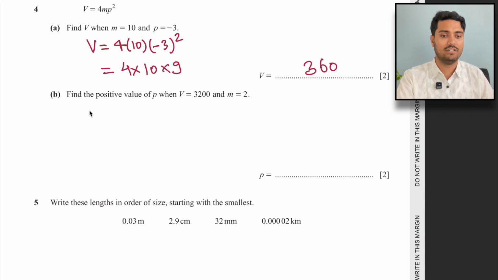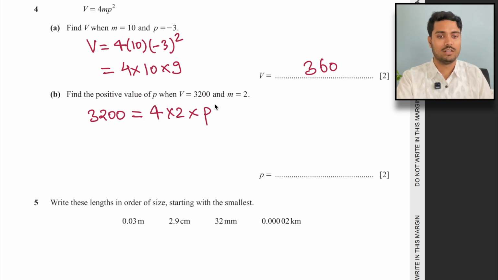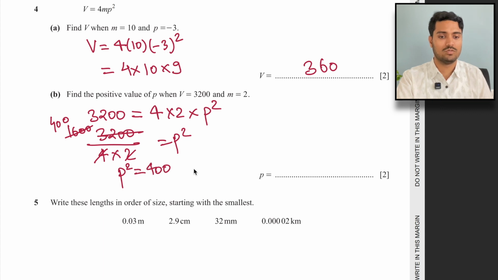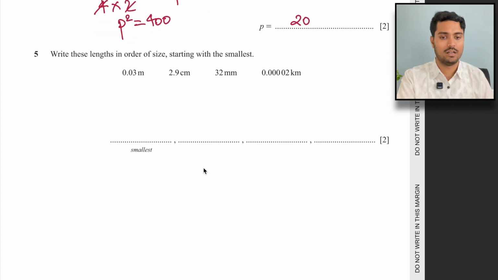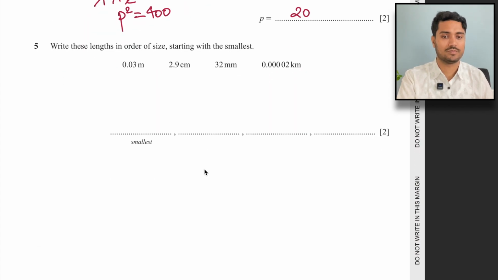Now find p when v is 3200 and m is 2. So v is 3200, which equals 4 times m, that is 2, multiplied by p square. So we'll divide 3200 by 4 into 2, which equals p square. 2 ones are 2, 2 1600s are 3200, 4 ones are 4, 4 fours are 16. So p square equals 400, so p equals 20. Let's move on to question number 5.